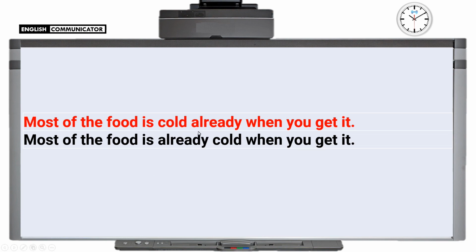Most of the food is cold already when you get it. Look, there is a combination mistake. Most of the food is already cold when you get it. Cold already is wrong; it is already cold when you get it. So the next time you write it down, always be very careful that most of the food is already cold when you get it. Already cold. Don't say cold already.